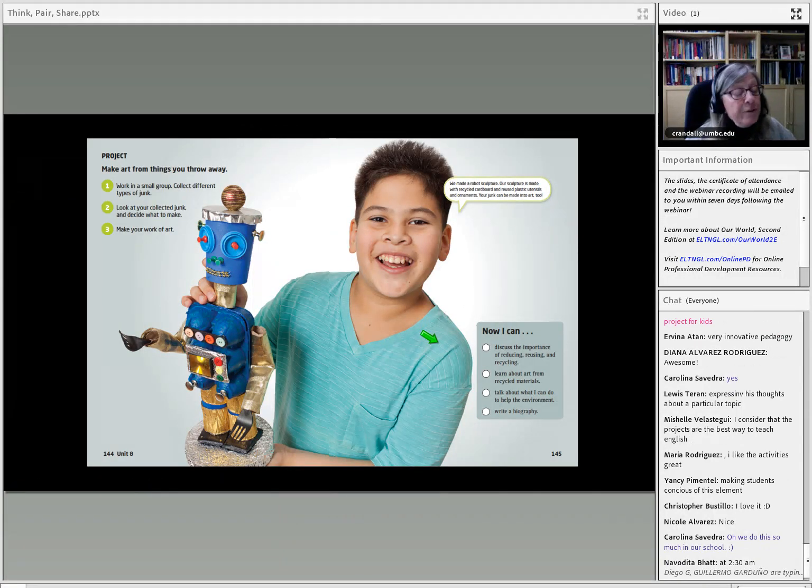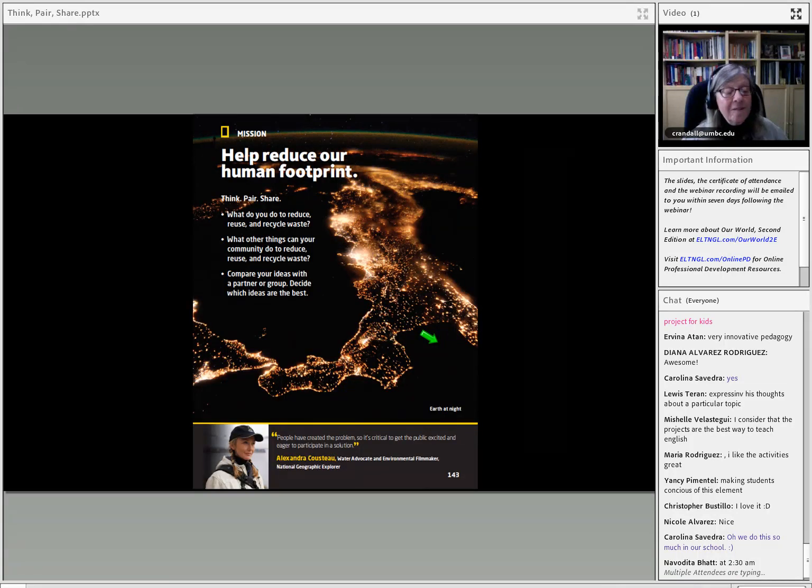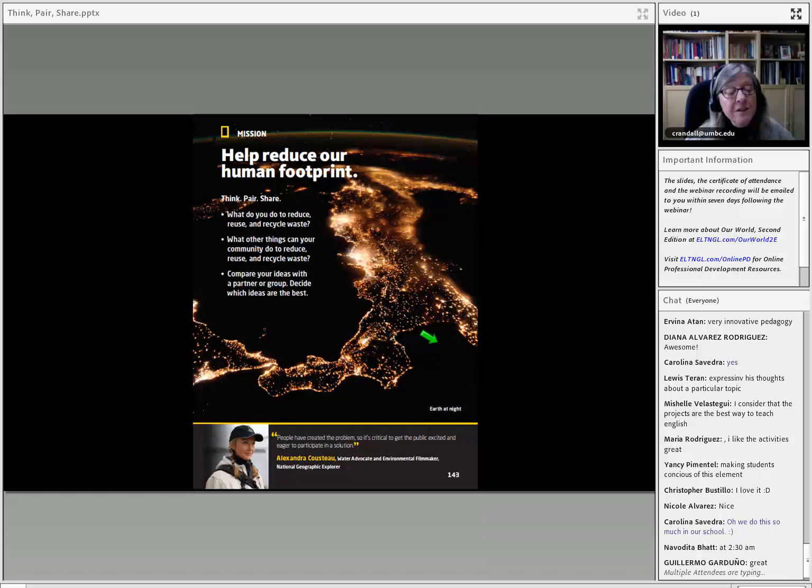And here a little boy, for his project, has created a robot with found objects. You'll notice all the various things. There's a fork, there's some buttons, some pincushions, etc. And then when we get to the mission statement, it is: how can we reduce our human footprint? How can we reuse and recycle waste? What can we do in a community?